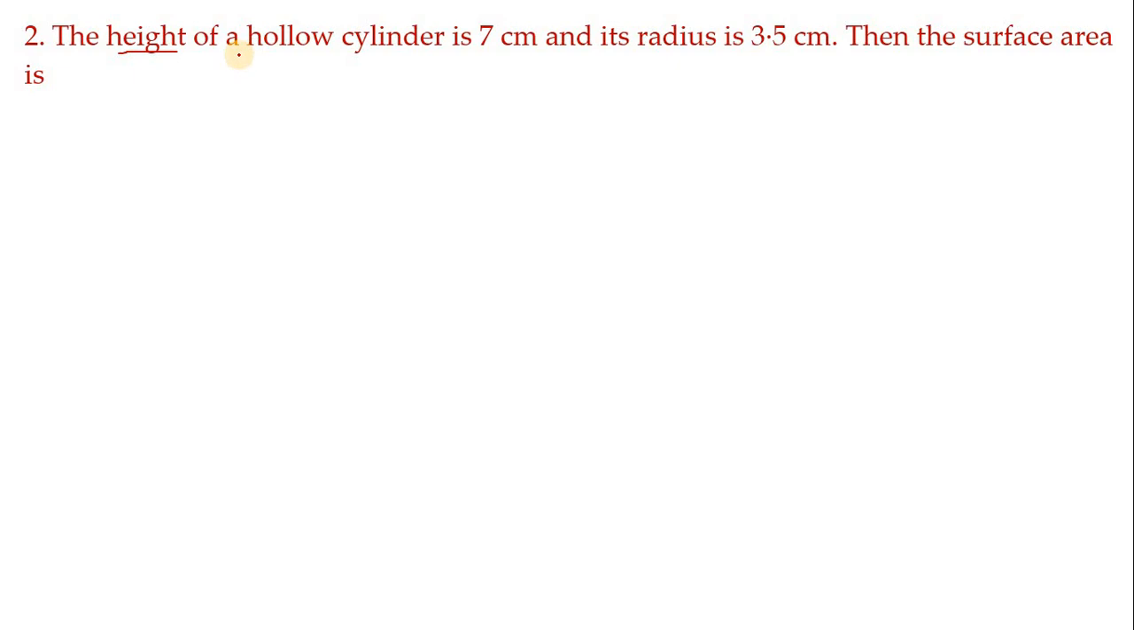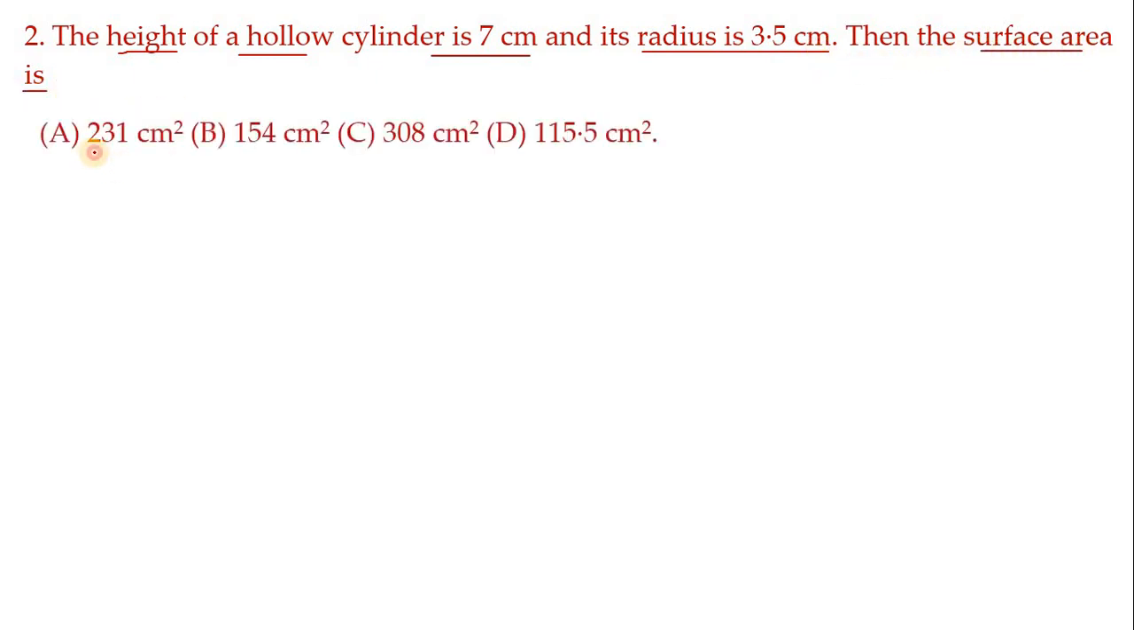Second question. The height of a hollow cylinder is 7 cm and its radius is 3.5 cm. Then the surface area is: 231 cm square, 154 cm square, 308 cm square, 115.5 cm square.